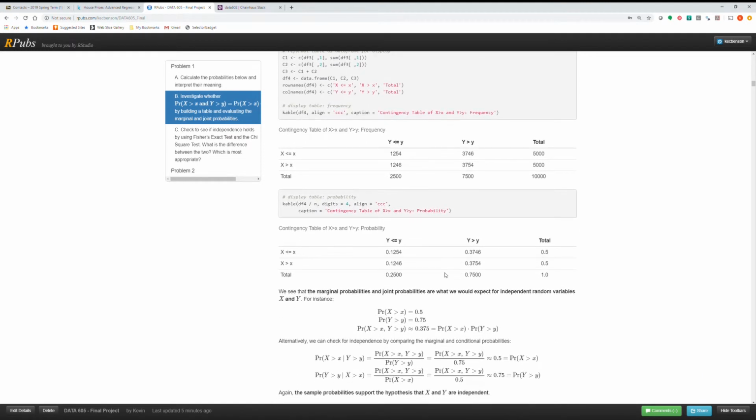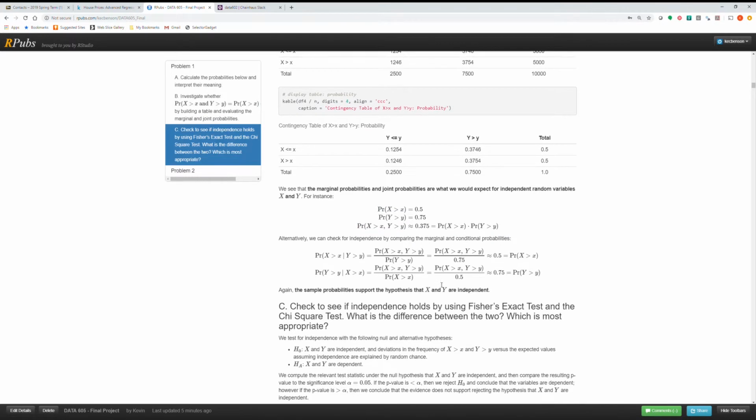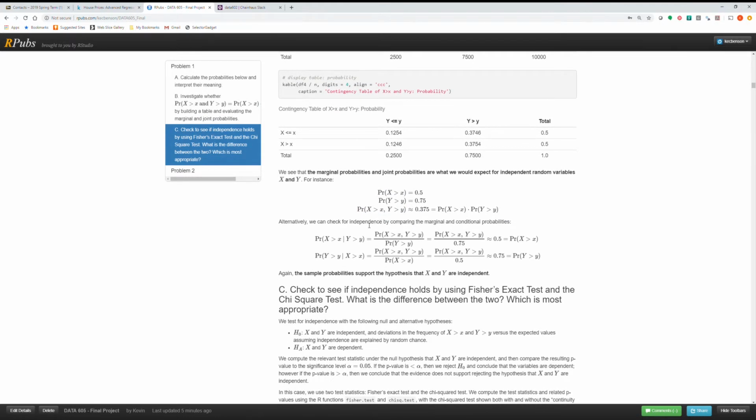We can also convert that to probabilities, and what we see is that the joint probability of x being greater than little x and y being greater than little y is approximately 37.5%, which is just what you would expect if x and y were independent. Alternatively, you can arrive at a similar conclusion by looking at the conditional probabilities and comparing that to the marginal probabilities. And there again, you get the result that you would expect in the event that x and y are independent.